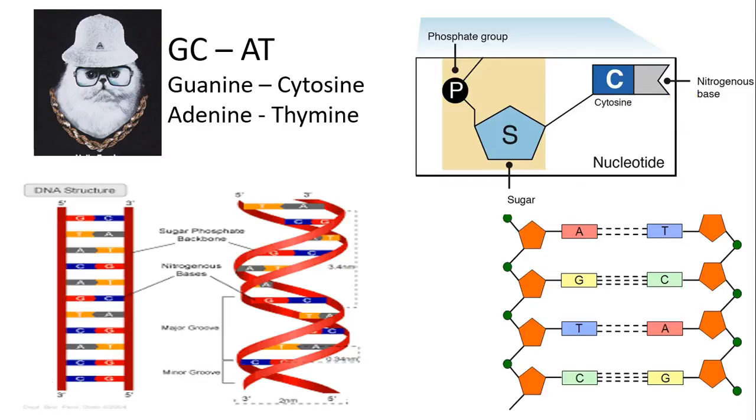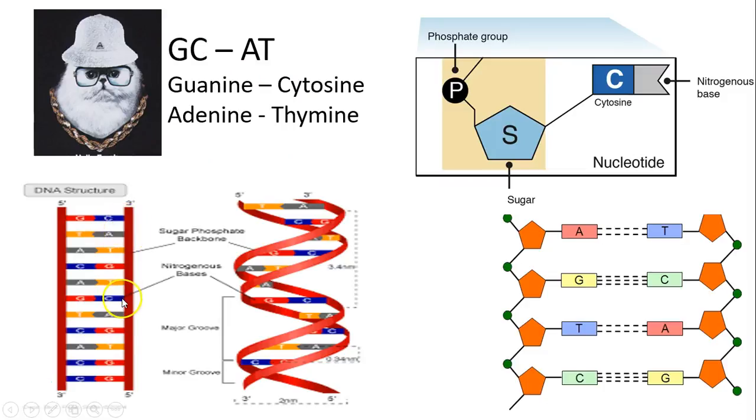There's 4 types of nitrogen bases, and I got my little homie here, called GCAT. GCAT here tells you 4 things. How these pair up, how the nitrogenous bases pair up. G goes with C, A goes with T. So guanine goes with cytosine, adenine goes with thymine, and it also tells you the 4 nitrogenous bases. Alright? So GCAT's very essential in understanding the structure of DNA.